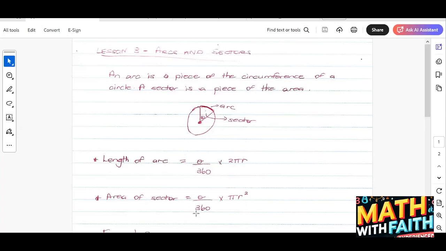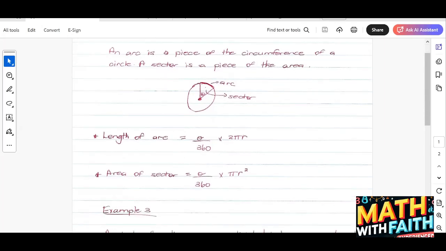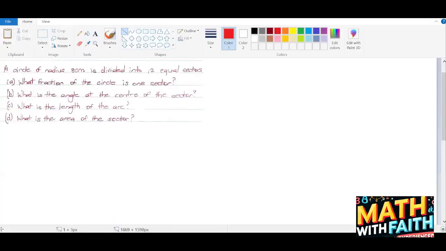And for the area of a sector, that fraction is theta out of 360 of the area of the circle. So the area of a sector is given by theta over 360 multiplied by pi r squared. So that's how we find the area of a sector and the length of an arc. So let's look at the example.